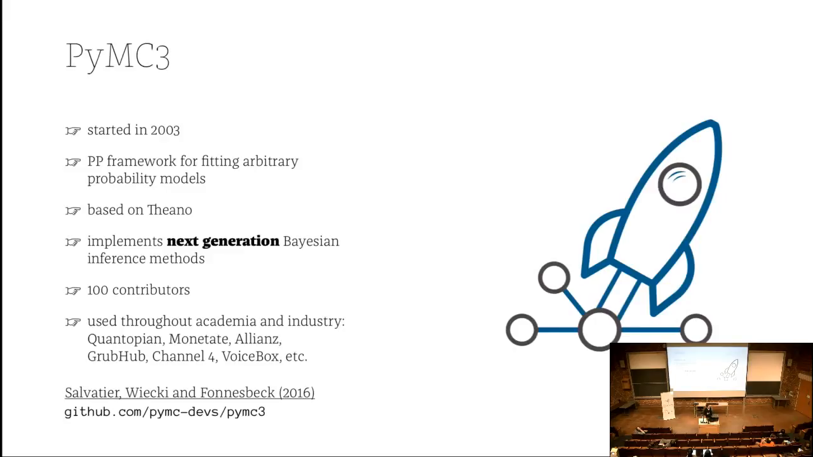So you may be familiar with Stan or WinBUGS, JAGS. It uses a similar but slightly different methodology, closer to Stan in a way. It implements what I would call next generation Bayesian inference methods that I'll describe in just a second. It's based on a framework called Theano, which is ostensibly designed to do deep learning. And we sort of hijacked it to do probabilistic programming Bayesian methods instead.